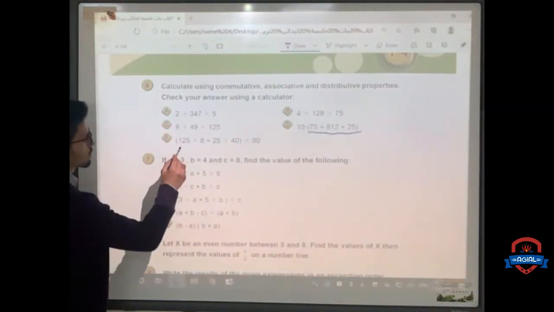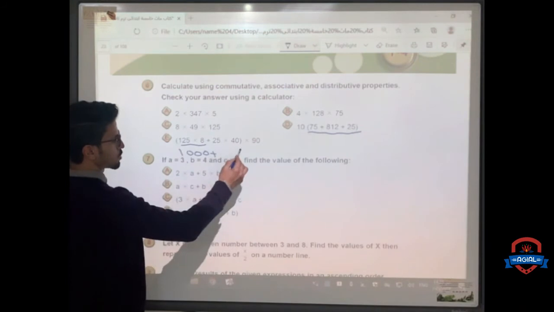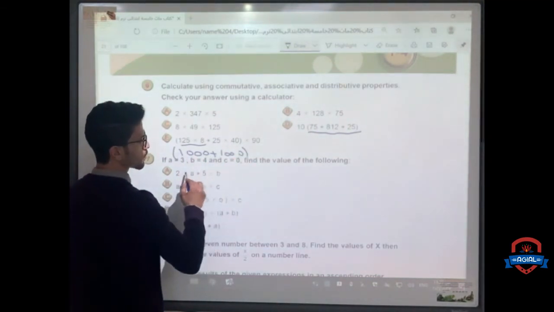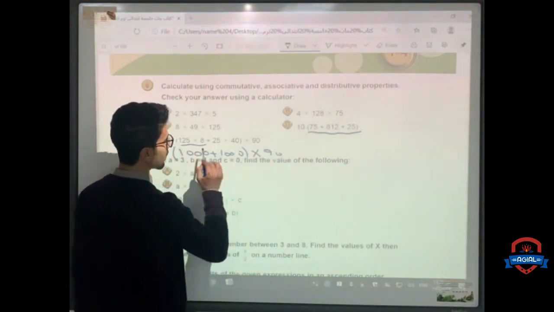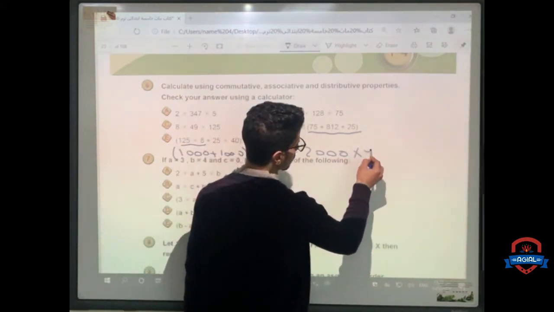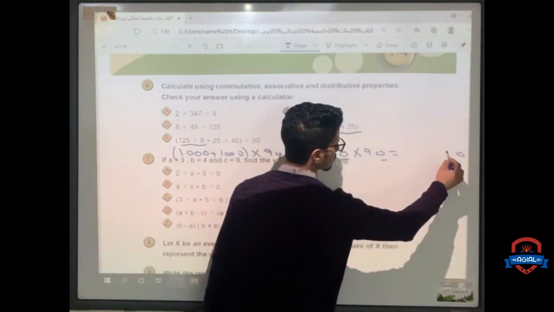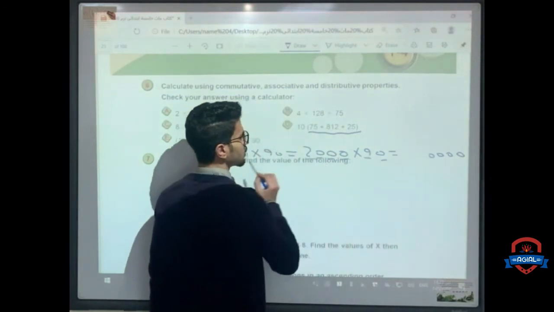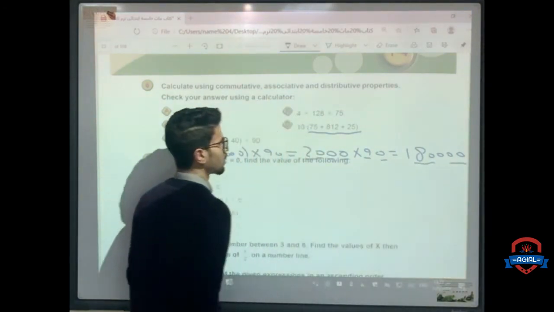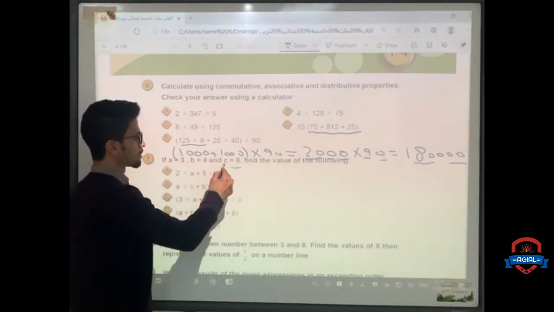We have 125 times 8, that's equal to 1000, plus 25 times 40, so we put 0, then we multiply 4 by 25 equals 1000. So we have 1000 plus 1000, all times 90, so we have 2000 times 90. We put the zeros, 1, 2, 3, 4 zeros, then we multiply 9 by 2, we have 18, so we have 180,000. And in number 7, if A equals 3, B equals 4, and C equals 0, find the value of the following.